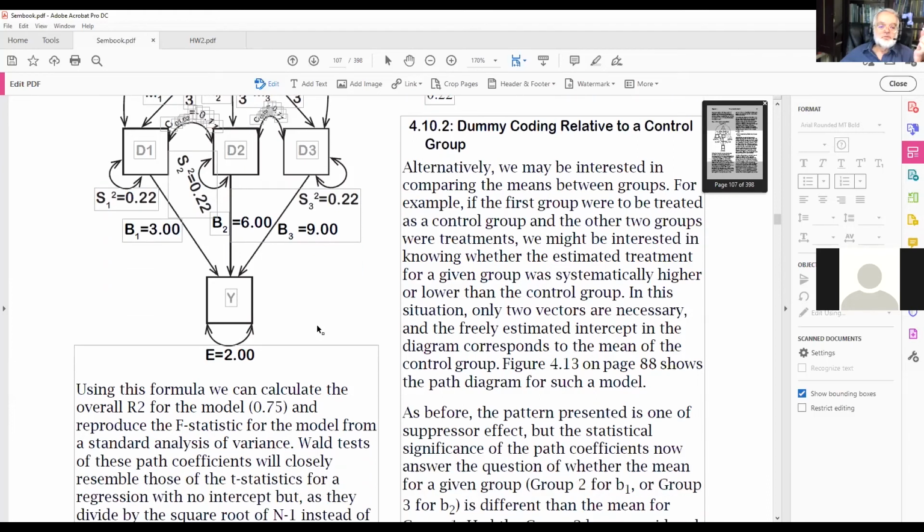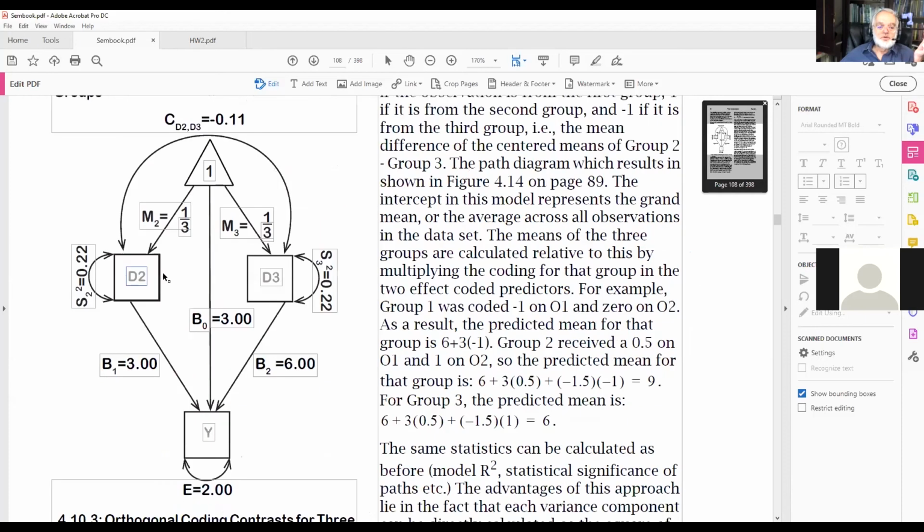If I use my system of 0s and 1s, but only use 2 of them, the intercept becomes the mean of the control group. That is, I leave out the vector that had the 1s in it. This regression intercept has as its interpretation the mean of the control group. And the mean for the second group is going to be 3 plus 3, or 6. And the mean for the third group is going to be 3 plus 6, or 9. And those are kind of handy things.